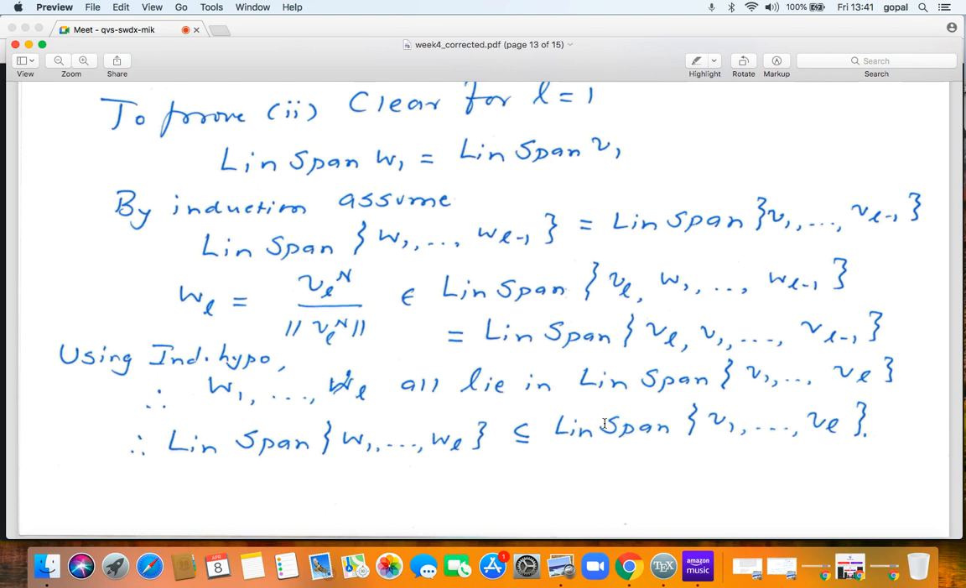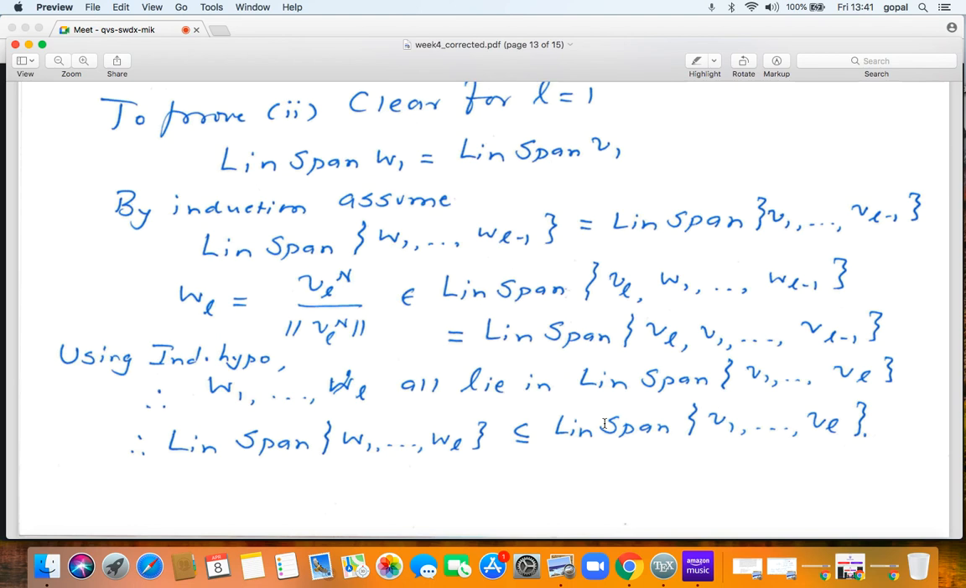If you have two subspaces, say S1 and S2, two vector subspaces, and S1 is sitting inside S2, but the dimension of S1 and the dimension of S2 are equal, they're both equal to L in this case, and so S1 must be equal to S2. Can you please think about this?